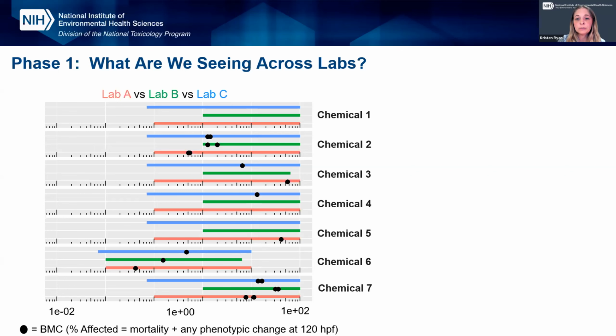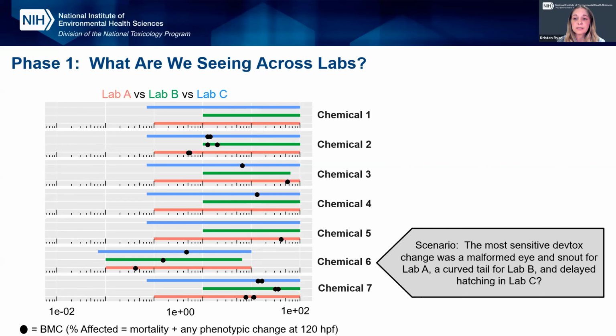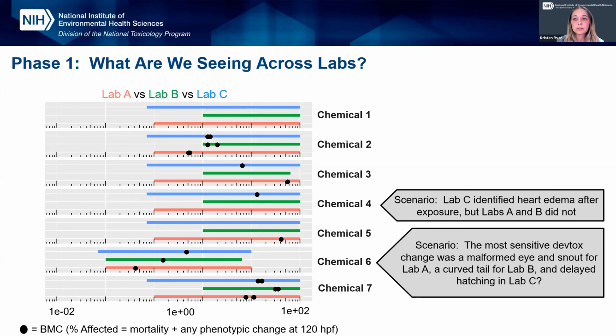So for example, what if the BMC for chemical 6 was not only different for each lab, but perhaps the most sensitive DevTox endpoint for lab A was based on malformations in the eye and snout, whereas you had a curved or bent tail in lab B and you had delayed hatching in lab C. And for chemical 4, where lab C maybe identified heart edema after exposure, but labs A and B didn't see anything.